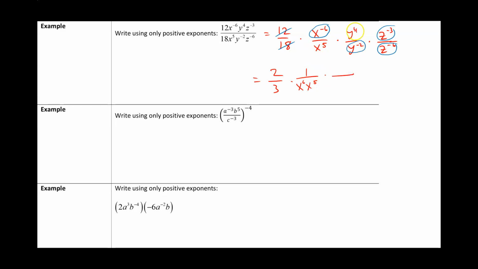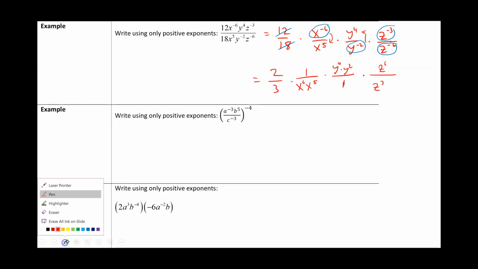When y to the negative 2nd goes to the numerator, in its place we have a 1. When something moves and leaves nothing, there's always an invisible 1 there. And then we have y to the 4th times y squared, because it came from the denominator. So this goes down, this goes up. Now the z to the negative 3rd goes to the denominator, becomes z to the positive 3rd. Z to the negative 6 goes to the numerator, becomes z to the positive 6th. So one method is to flip all the negatives immediately and only deal with positive exponents.